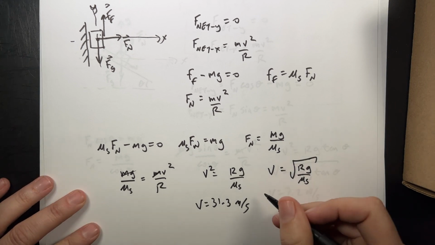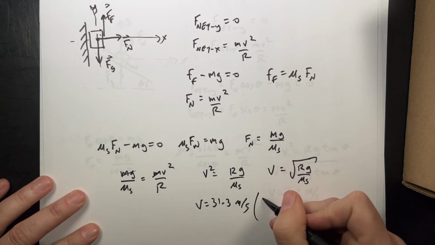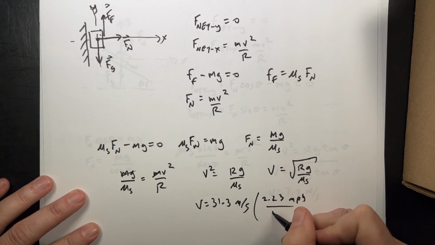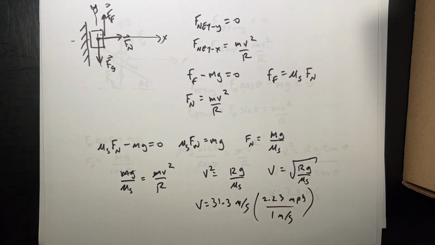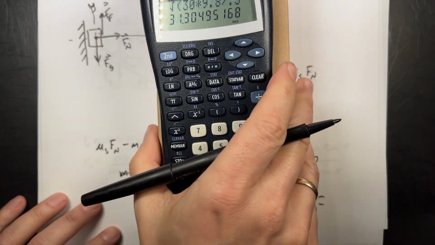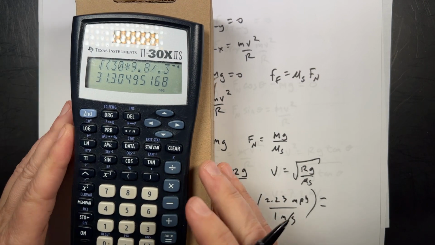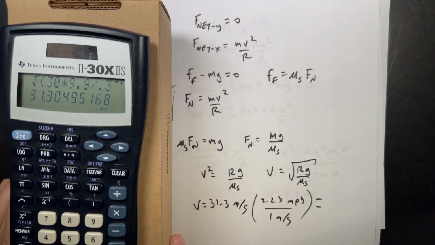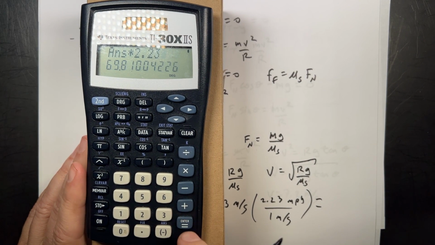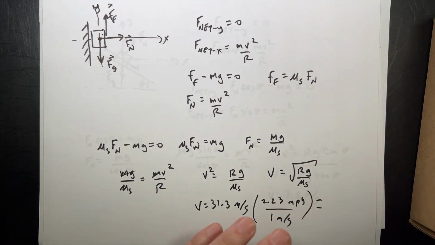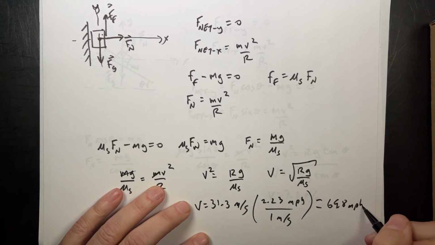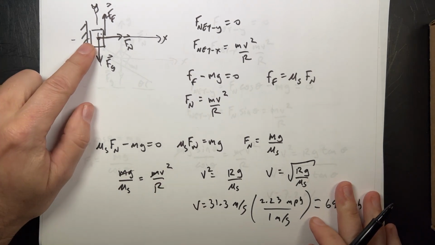Okay, so this would be equal to 2.23 miles per hour divided by 1 meter per second. And so that would be equal to, calculator, now I can use it, my answer times 2.23. 69.8 miles per hour. So you've got to really go fast around this. It's a pretty big circle.